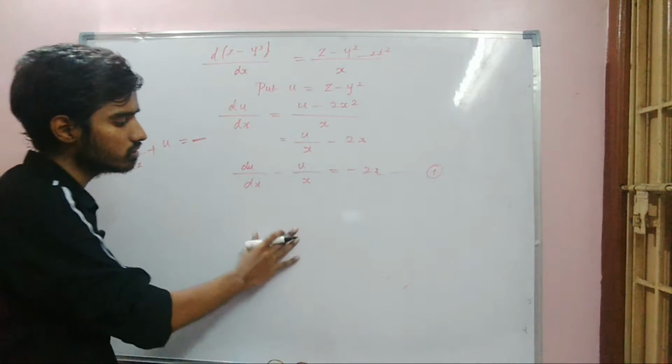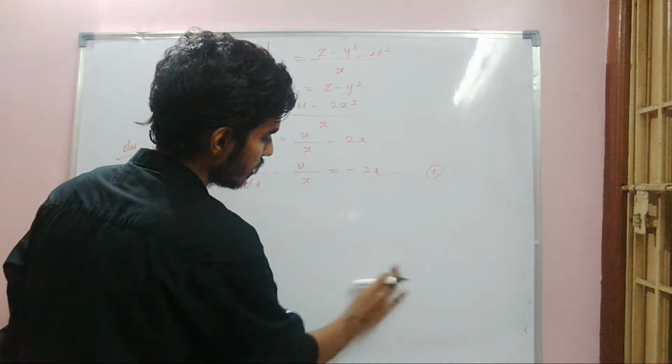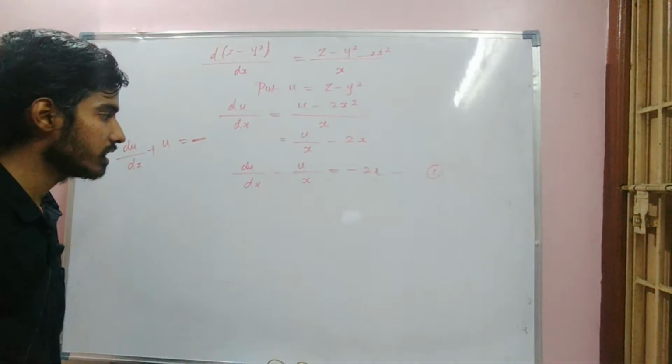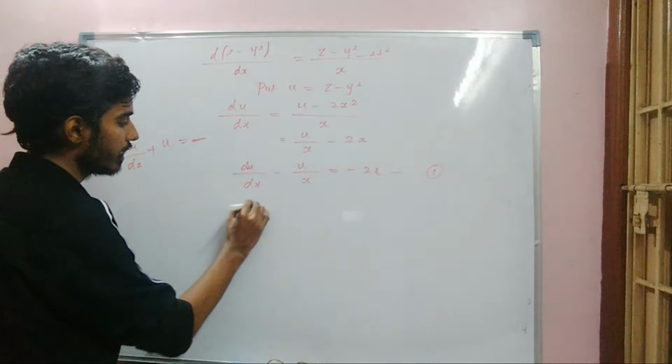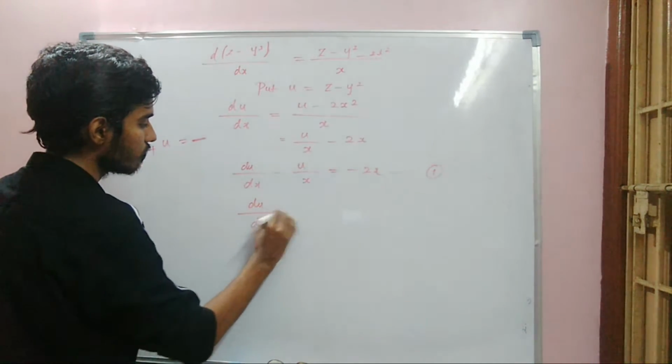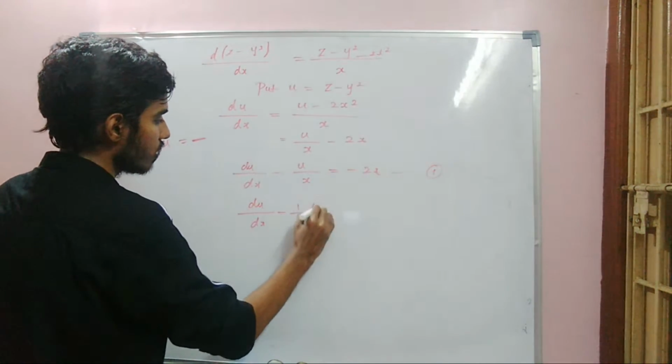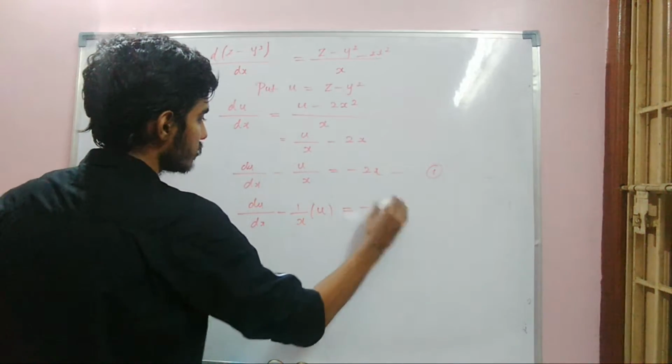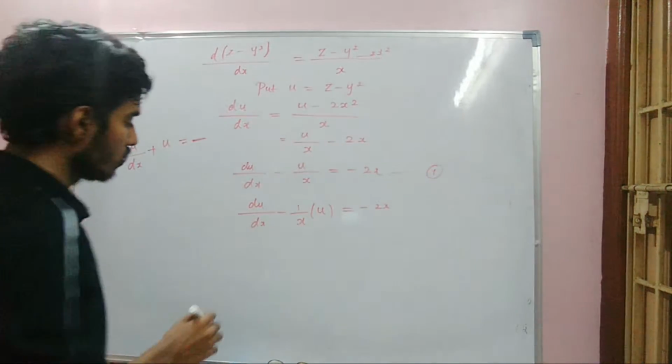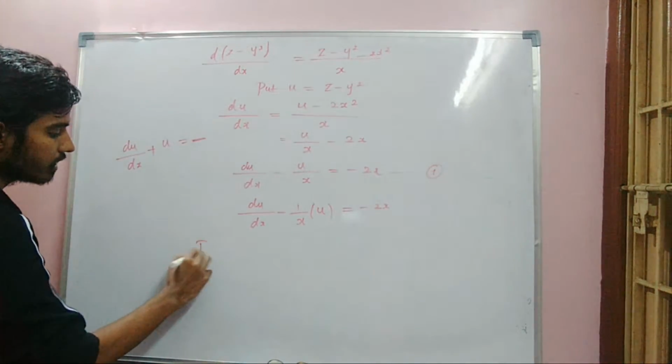So first I will do this. If you didn't understand, we will clarify this in the ODE playlist, right. So you need to solve this equation. I can write this equation as du by dx minus 1 by x of u is equal to minus 2x. So we need to solve this equation. For this, first we need to find the integrating factor.